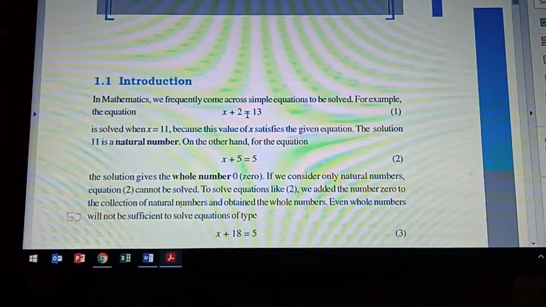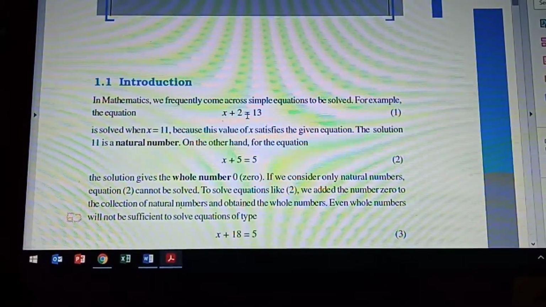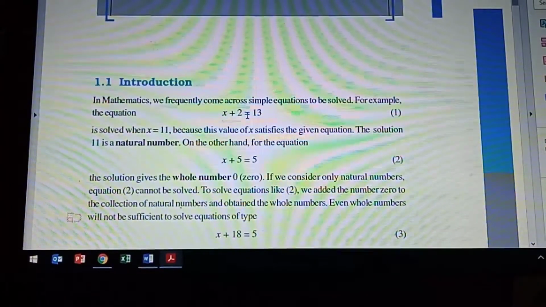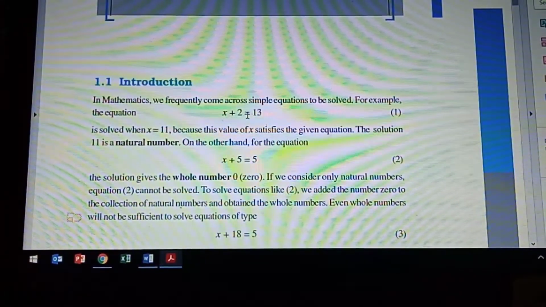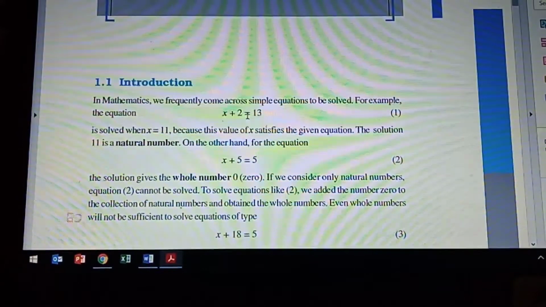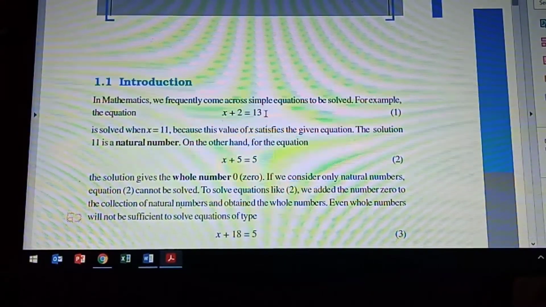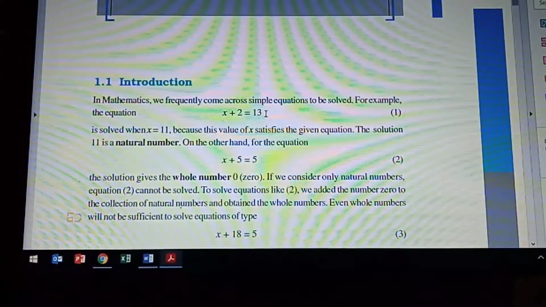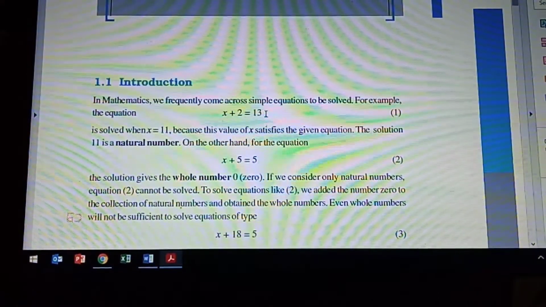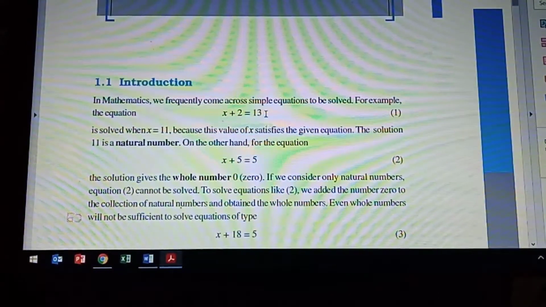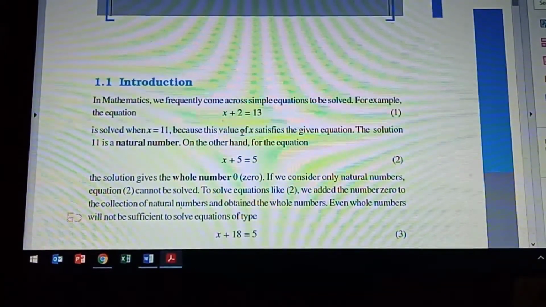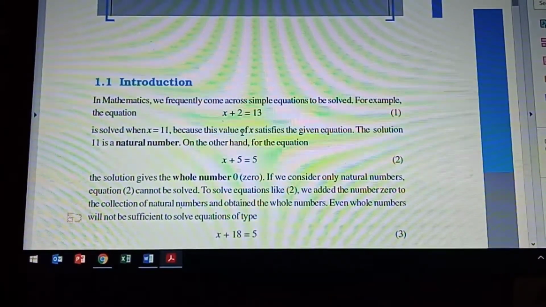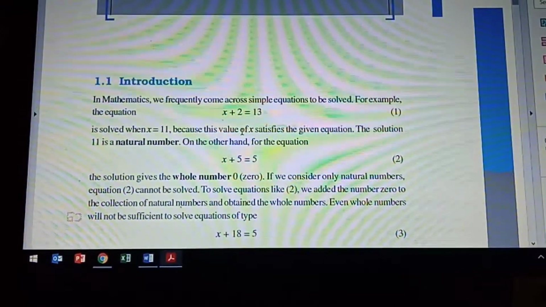If that value comes out in a negative manner, then we can say it is a negative integer. That is a negative value, so we can call it a negative integer. On the other hand, I'll tell you something.